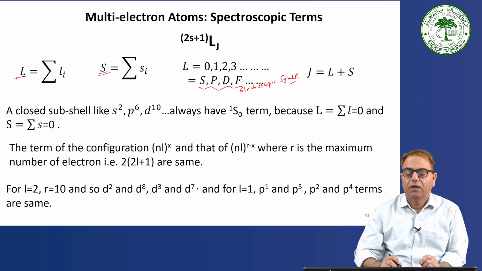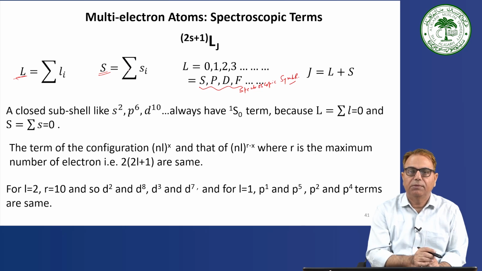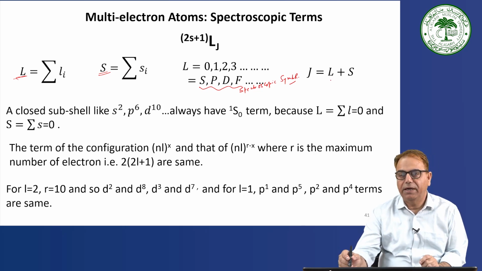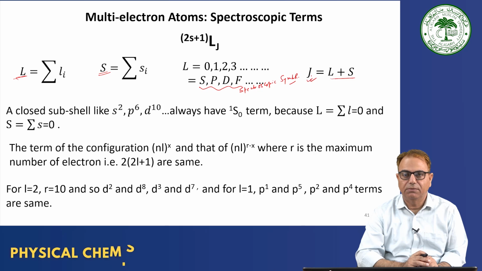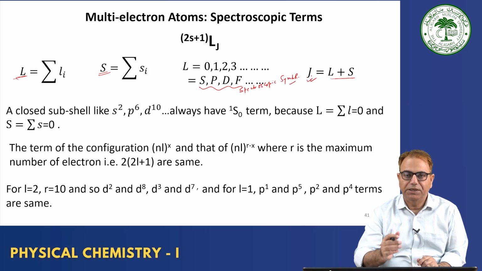Okay. And once you have the total orbital angular momentum and total spin angular momentum, then they may also be combined together to give you a total angular momentum called J. J is the total angular momentum, including spin, including orbit.